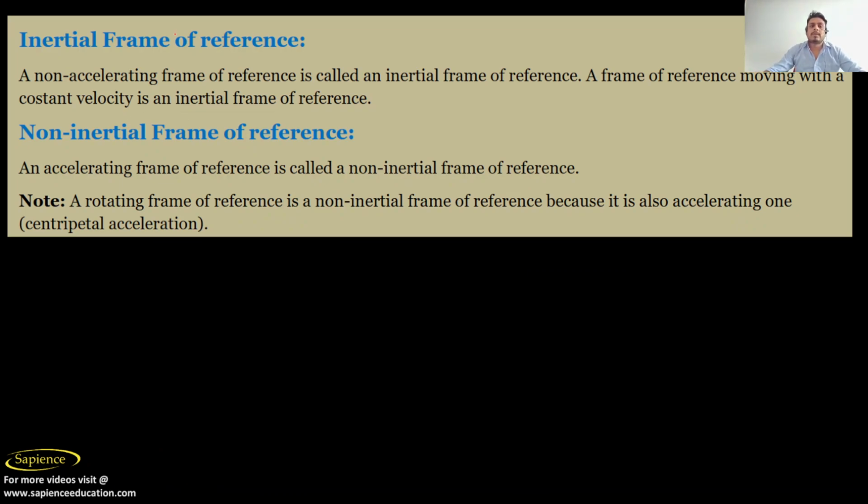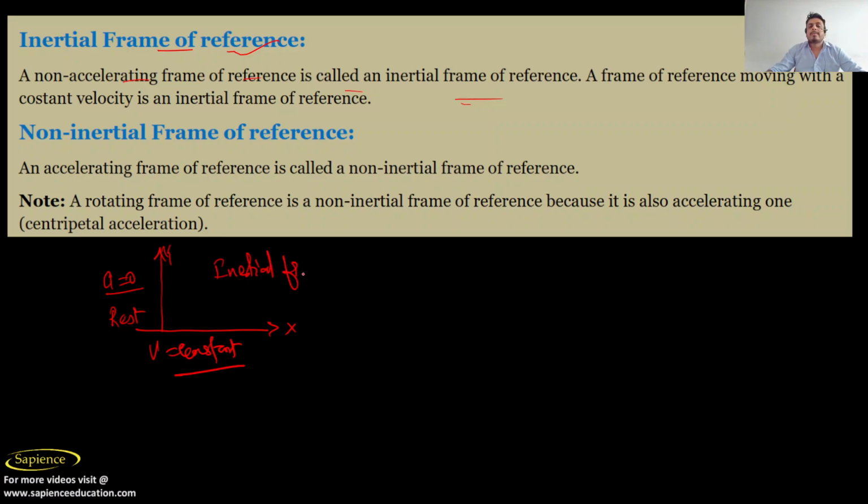I am talking about inertial frame. What is inertial frame? See here, inertial frame of reference. A non-accelerating frame of reference is called inertial frame of reference. For example, I am using this frame, and this frame has x-axis and y-axis. Okay, and if its acceleration is 0, either it is at rest or its velocity is constant. If velocity is constant, then it is called inertial frame of reference. I hope you have understood what inertial frame of reference means.